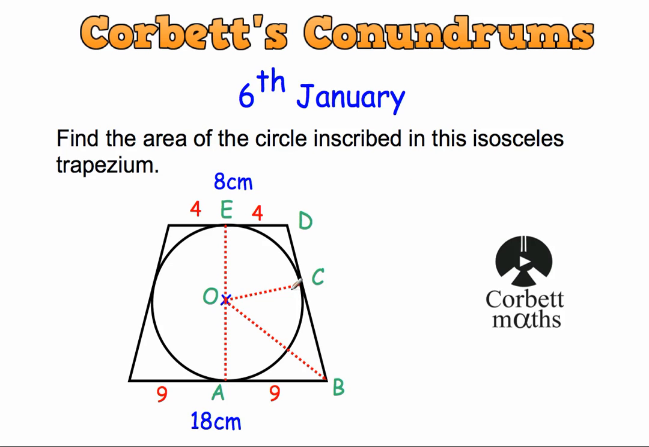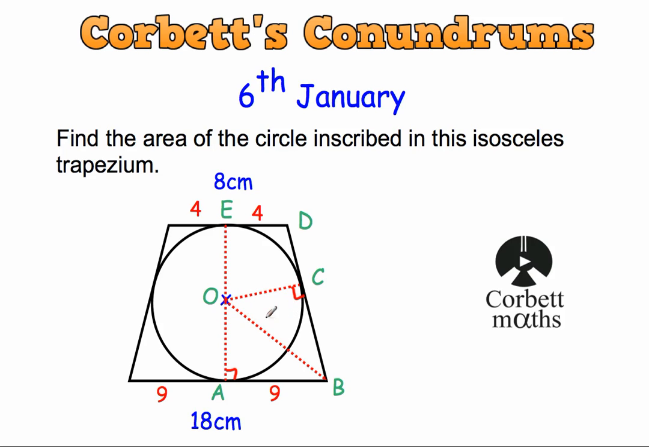I'm going to mark on some angles. I know that that's going to be 90 degrees. Where the tangent and the radius meet will be equal to 90 degrees. And likewise here, that's going to be a right angle as well. Now, we've actually got two congruent triangles here. OCB and OAB are congruent triangles. They've got the same sides and the same angles.